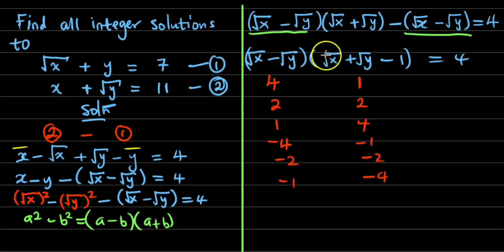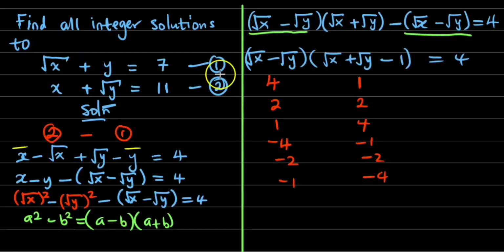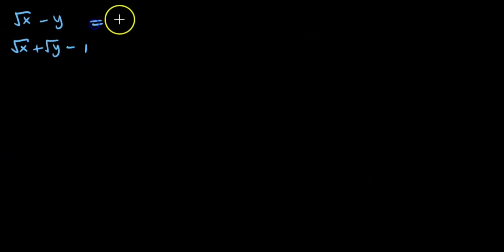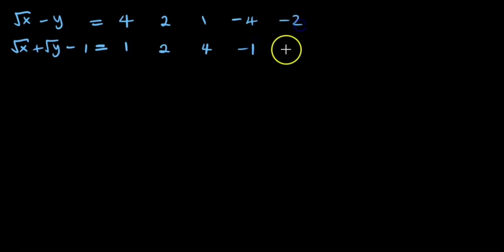So let me write out what we have. Square root of x minus square root of y may be 4, and then this one may be 1, and so on and so forth. So that is square root of x minus square root of y, and square root of x plus square root of y minus 1. So don't forget 4, 1, 2, 2, and so on. This will be 4, that's when this one will be 1. This will be 2, that's when this one is 2. This is 1, this is 4. And then the negatives: minus 4 minus 1, minus 2 minus 2, then minus 1 minus 4.